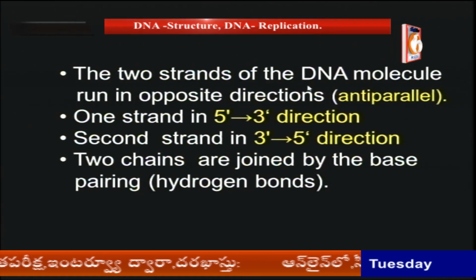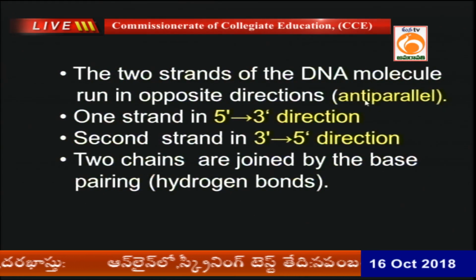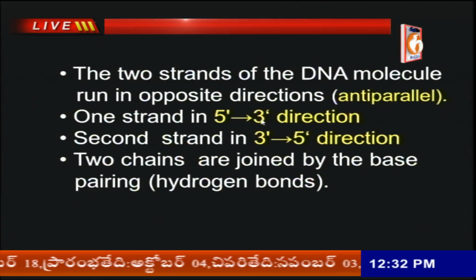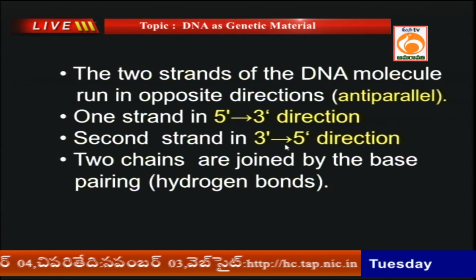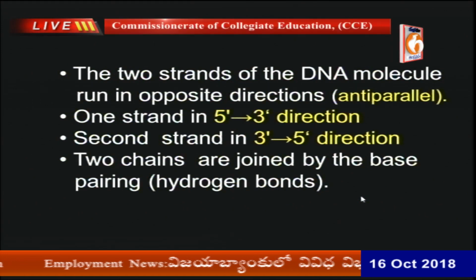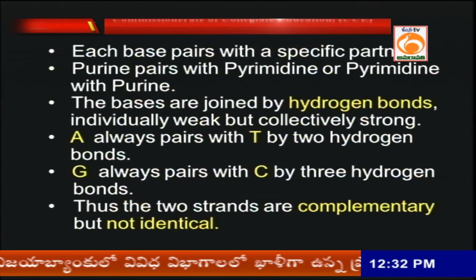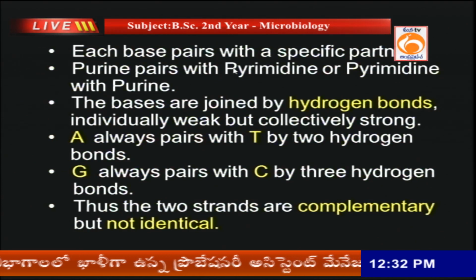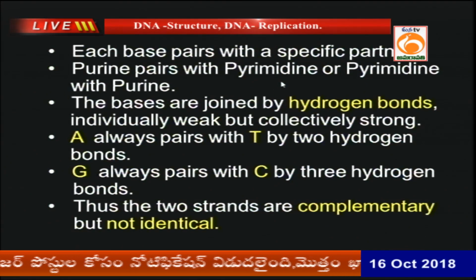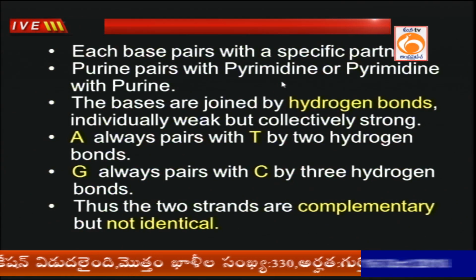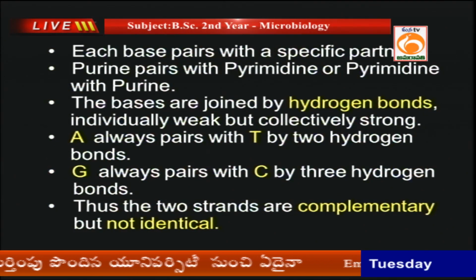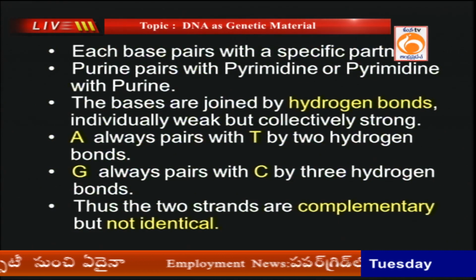The 2 strands of the DNA molecule run in opposite directions. That means they are anti-parallel. One strand runs in 5' to 3' direction, the second strand in 3' to 5' direction, and the 2 strands are held together by hydrogen bonds that are formed by complementary base pairs. The base pairing in DNA is very specific. If one strand has a purine base, the opposite strand will have a pyrimidine base. This follows Chargaff's rule, and the bases are joined by hydrogen bonds like this.